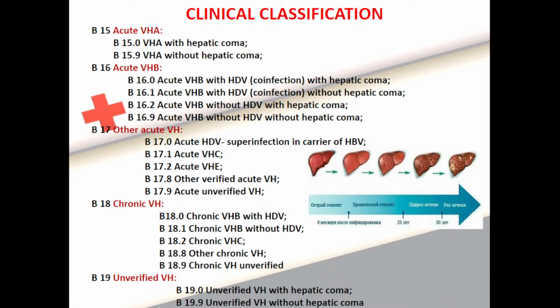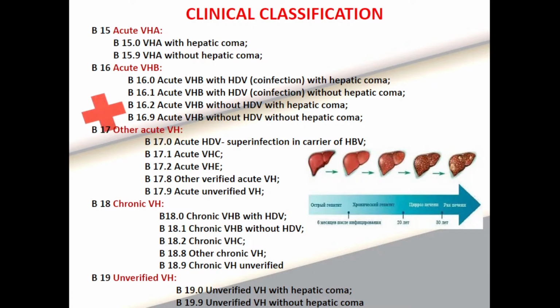Clinical classification. Acute hepatitis A with or without hepatic coma; acute hepatitis B in co-infection with D with or without hepatic coma; without co-infection with D with or without hepatic coma; other acute viral hepatitis; D as superinfection in a carrier of HBV; acute hepatitis C; acute hepatitis E; other verified acute viral hepatitis; acute unverified viral hepatitis; chronic hepatitis B plus D; chronic B without D; chronic hepatitis C; other chronic viral hepatitis; chronic unverified viral hepatitis, with hepatic coma and without hepatic coma.